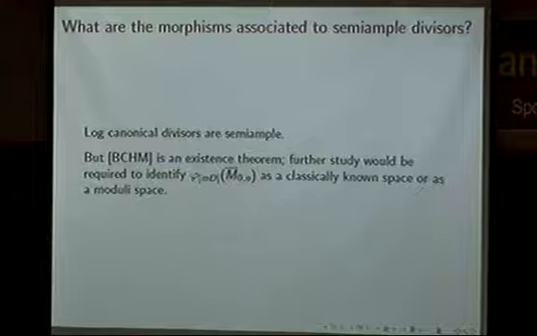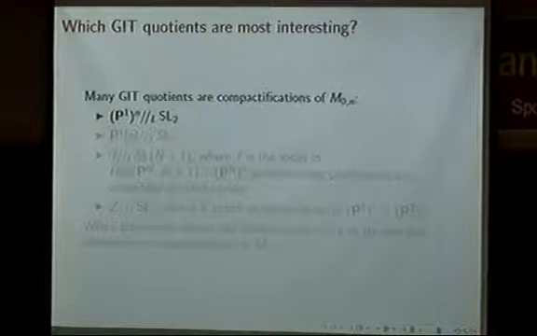Log canonical divisors, of course, are semi-ample, but BCHM is just an existence theorem. Okay, so further study is required to identify the linear series of those divisors as, for instance, classically known spaces or moduli spaces. Okay, so even the part of the cone that's combinatorial, we still want to study the maps associated to those divisors. And last, my particular favorite, which GIT quotients are the interesting ones?